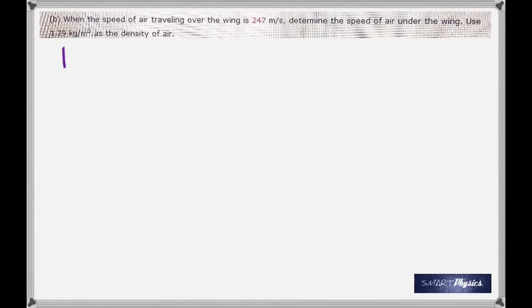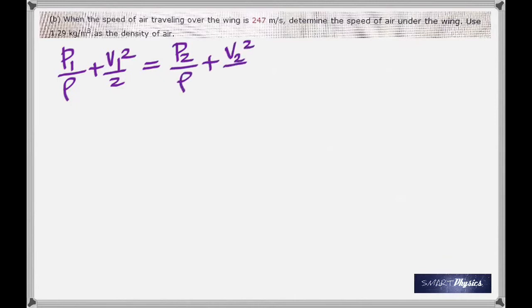Alright, this problem has a second part. Let's look at that. In the second part, it says when the speed of air traveling over the wings, so that's going to be V2, is 247 meter per second. Find the speed of the air under the wing. And the density of air is 1.29. Okay, obviously we have to use Bernoulli's principle once again. So the pressure energy plus the kinetic energy on both sides must be equal. Remember, we're not using the potential energy because it's horizontal, and on both sides it will be equal.